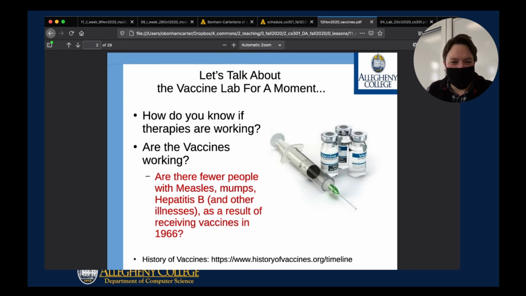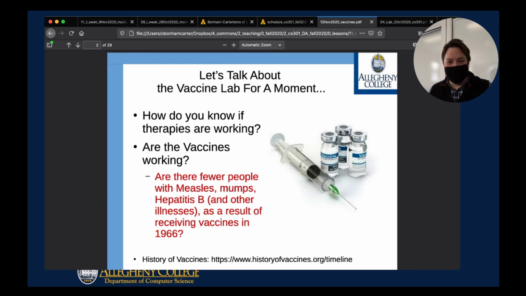So for this lab, we're talking about measles, mumps, hepatitis A and B, and some other things. And these were serious problems in the 1960s and before. I mean, people were dying. I would say it probably wasn't as bad as the fear that we have today of COVID. It's hard to say that though, but it was up there.